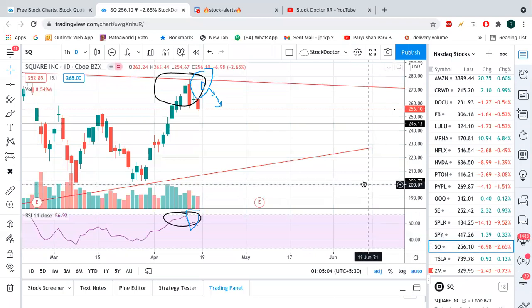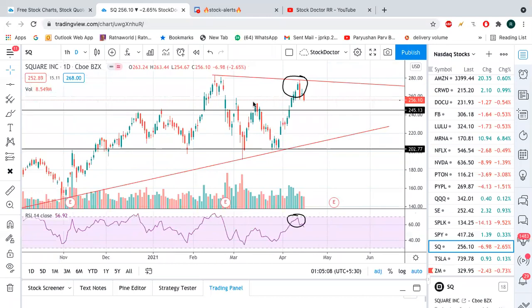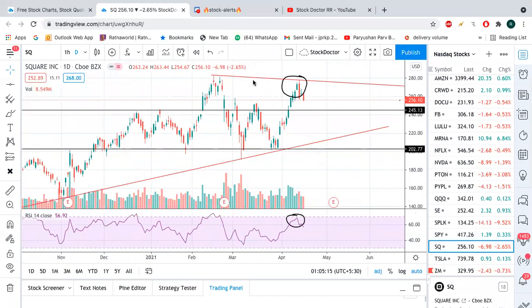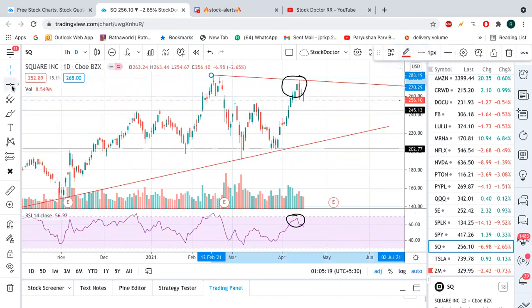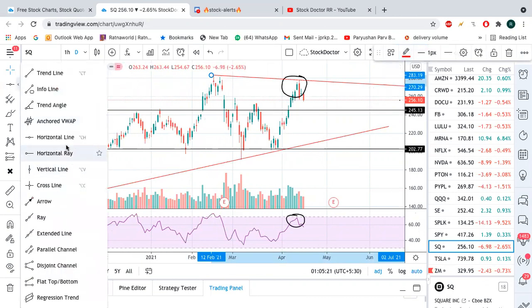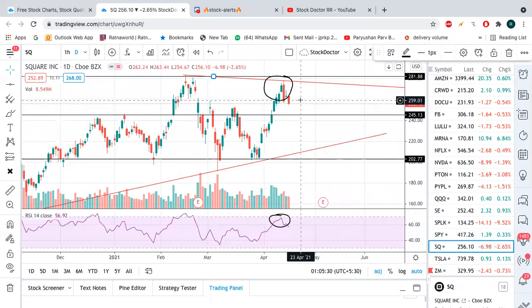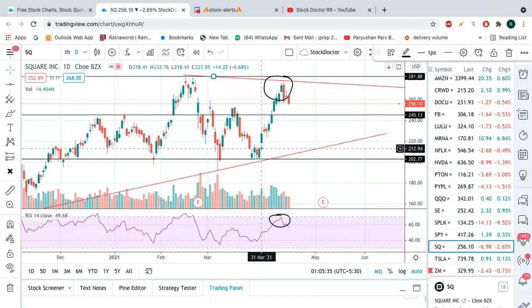The next stock is SQ. Same here, the same happened here. The stock tried to go towards its previous high of 281, but it didn't manage to trade above that, and then it created a bearish engulfing pattern here.